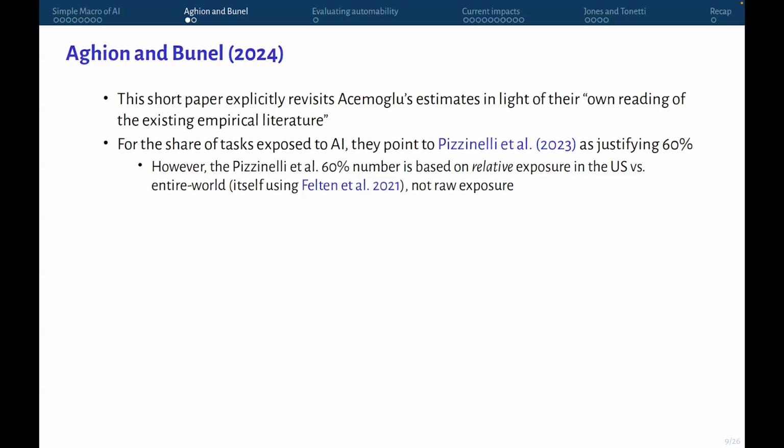I think the simplest reason you would think that there's more exposure in the US relative to the world average is just that there are more white collar tasks. If you're comparing to the tasks in India, more of the tasks in India are going to be agricultural, physical labor tasks that are clearly not automatable. So I think it makes sense that the US would have higher exposure, but maybe the political economy changes that.